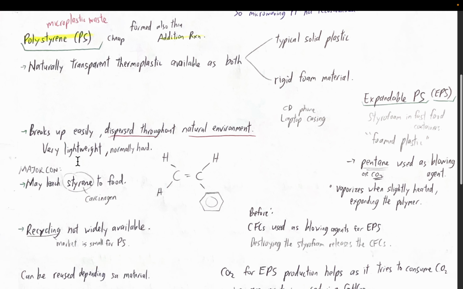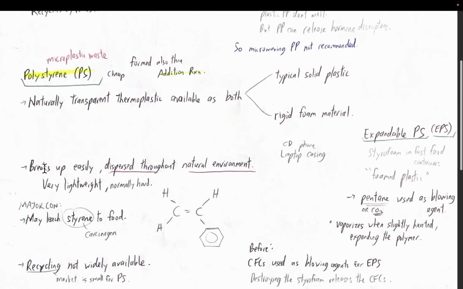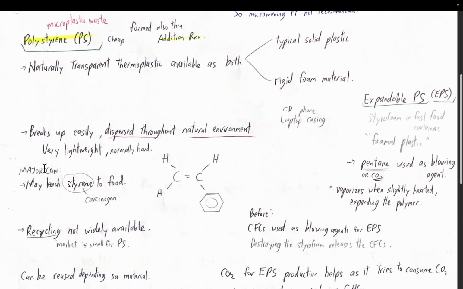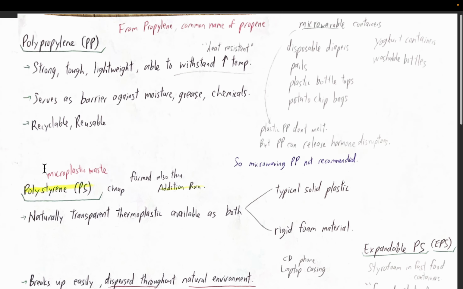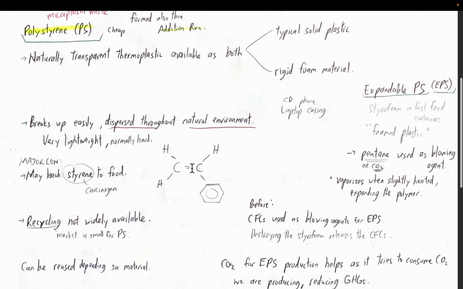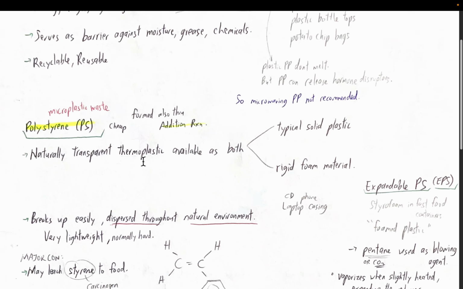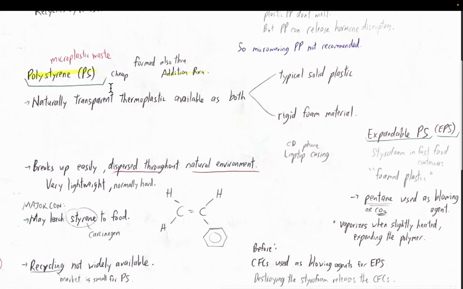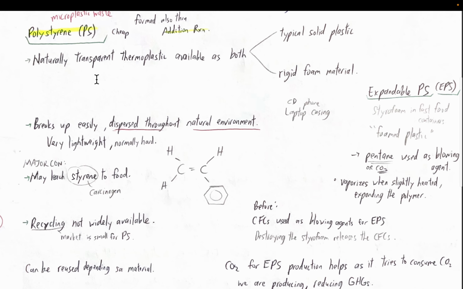It's very lightweight. It's normally hard. One major disadvantage, just like PVC, as well as PET, and somehow just like polypropylene in a lesser extent though, because it doesn't fare as bad as PVC and PS or polystyrene. It does leach styrene to food. Styrene is a known carcinogen. Okay, you have to know that.